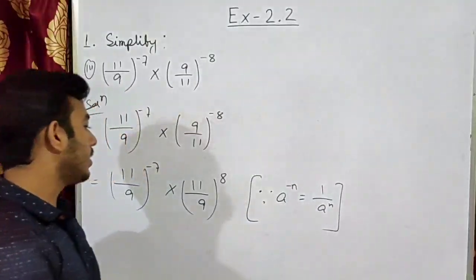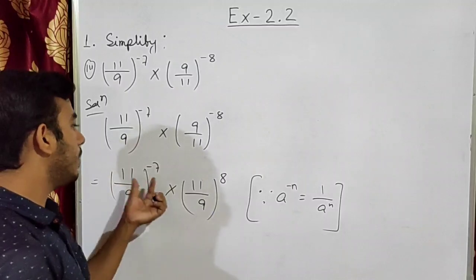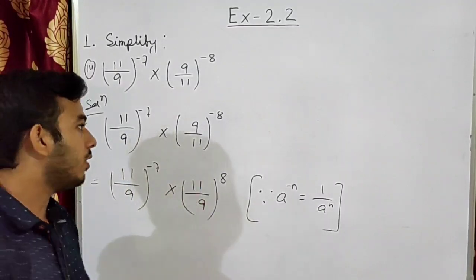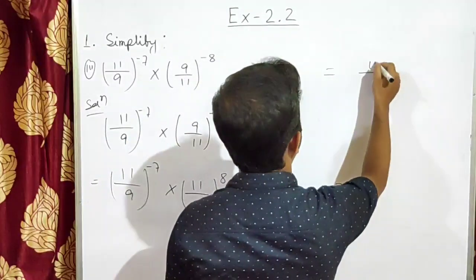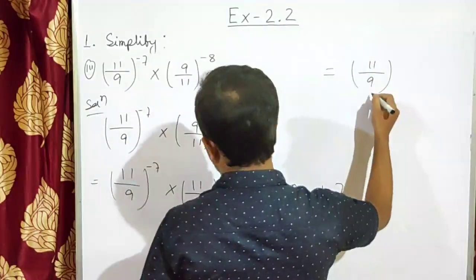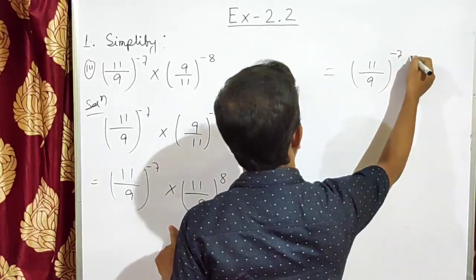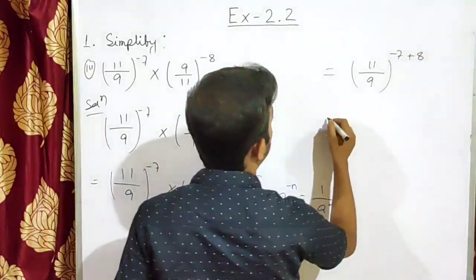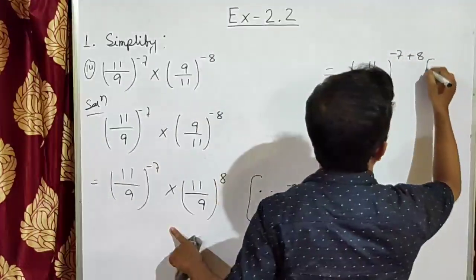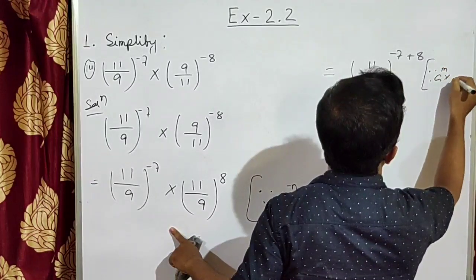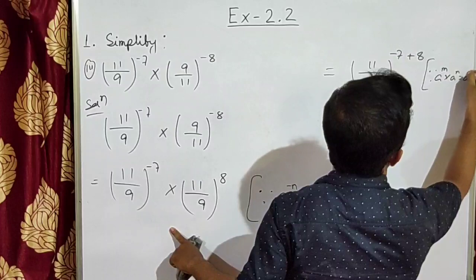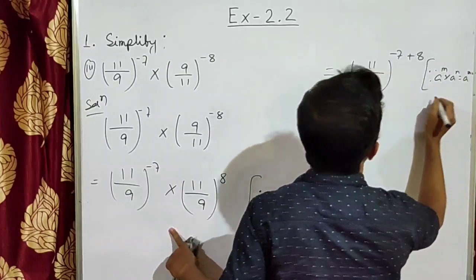So next step will be what? The base is the same, the powers are different, so we'll use our law, isn't it? So we'll write 11 by 9 to the power minus 7 plus 8, isn't it? In brackets we'll write, since a to the power m into a to the power n equals a to the power m plus n.